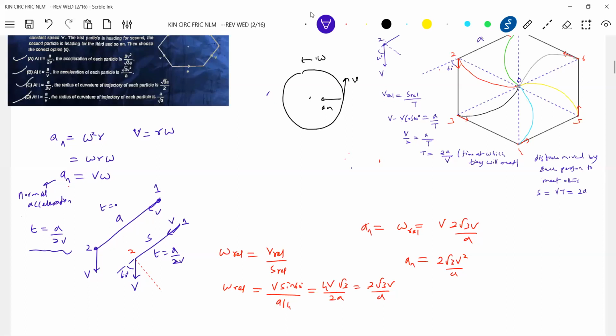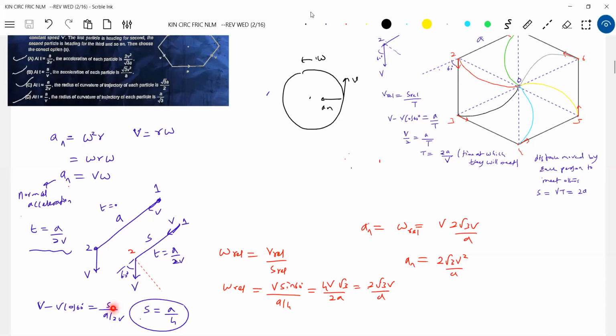When at t equal to A by 2V, what will be the separation is asking? That should be equal to, again, V minus V cos 60 equal to S by A by 2V. So S equal to how much will we get? A by 4. Okay, now let's come to the next particular problem. In that interval of time, how much distance has it moved here? This S, what will it be?